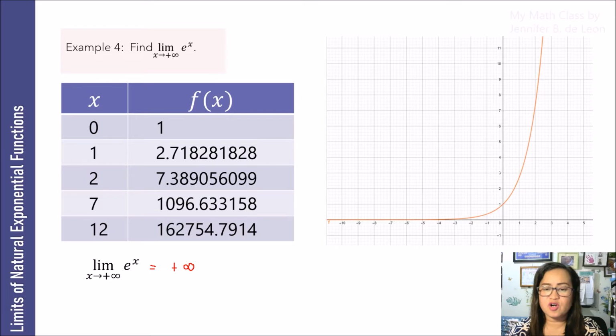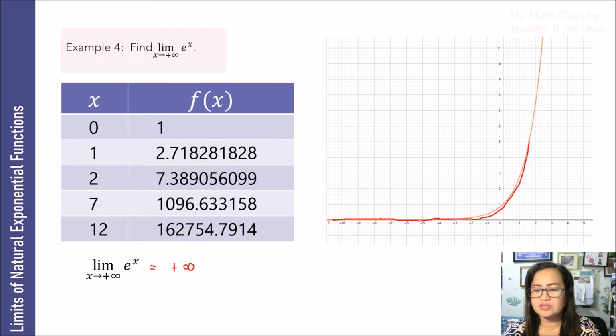Now let's confirm using the graph. If we trace the graph, we have to select a value of x from here. Then as the value of x increases without bound, take note that the value of f of x also increases. That confirms our answer that the limit of e raised to x as x approaches positive infinity is positive infinity.